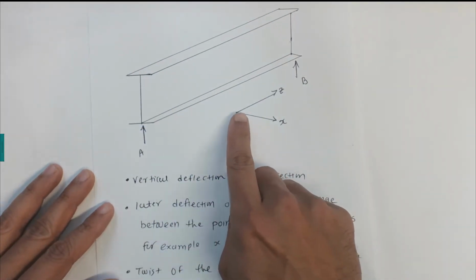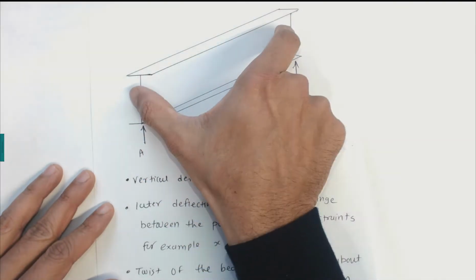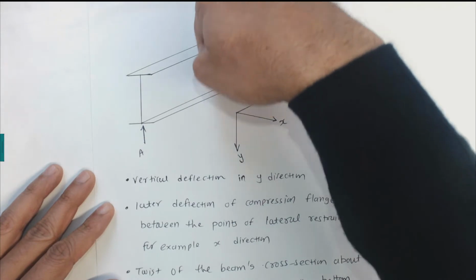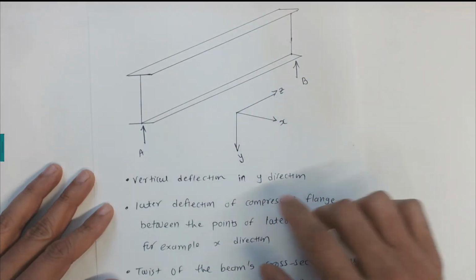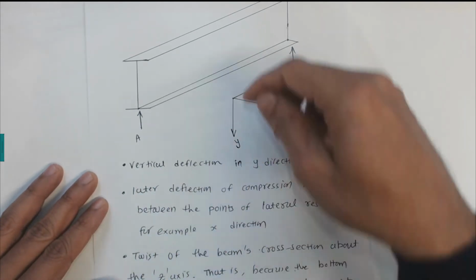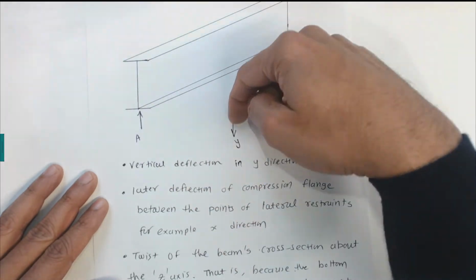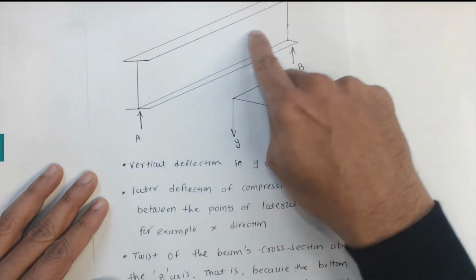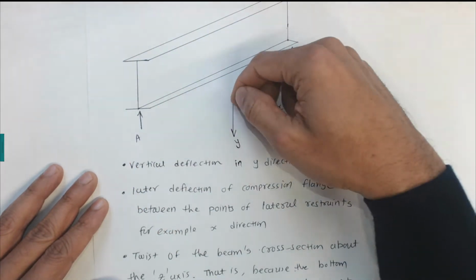There is an x-axis which is coming out of this beam, z is along the length of the beam, and y is downward. So there are three axes that we're going to use as a reference for describing the deflection and rotations. The first deflection under this loading condition is just vertically down in the y direction. You think of these beams trying to bend and they have a deflection in the y direction.